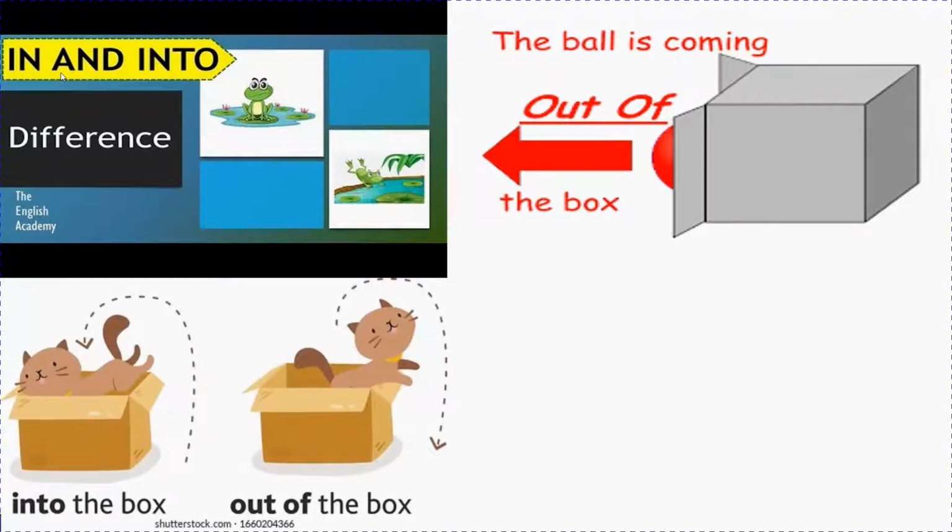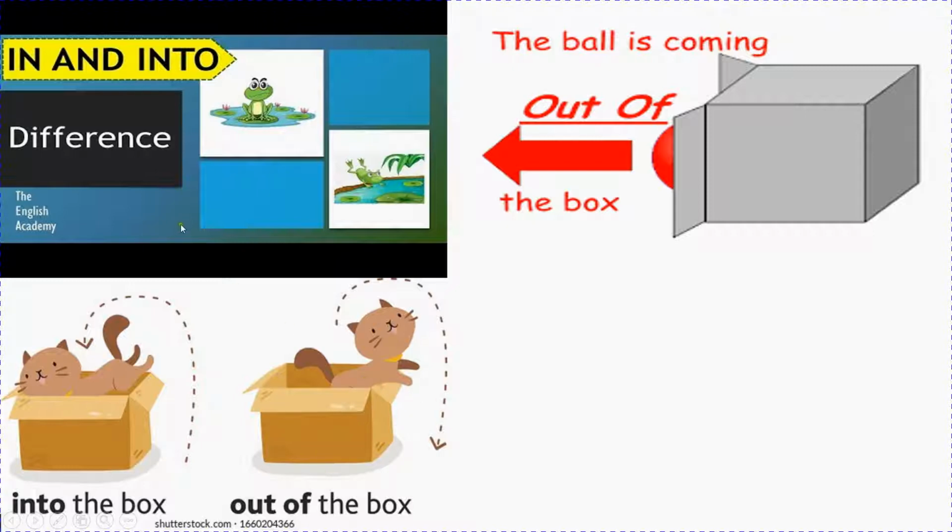Next is into the box and out of the box. See children, can you see the dotted lines here, broken lines? They are here to show you the movement of the cat. Like in the first picture, you can see the cat is going into the box. You can see the arrow here. And the next one is the cat is going out of the box. Both are showing movement. So whenever there is movement, when it is coming inside, you have to use into, and when it is going out, then you have to use out of.